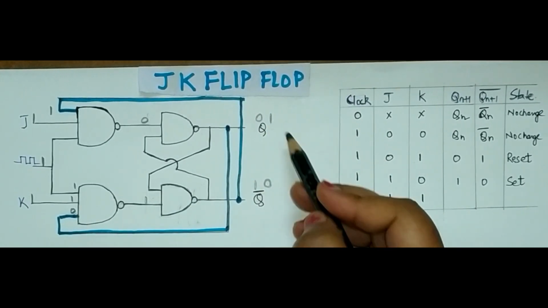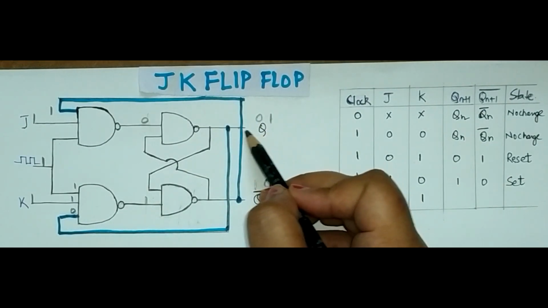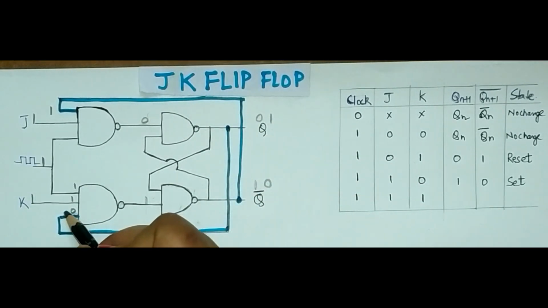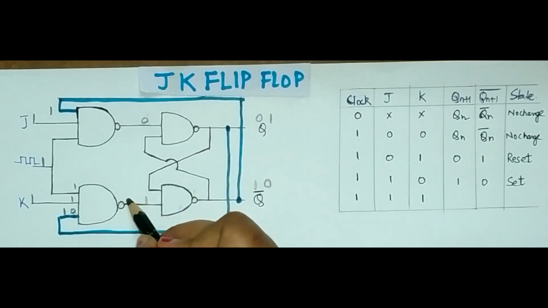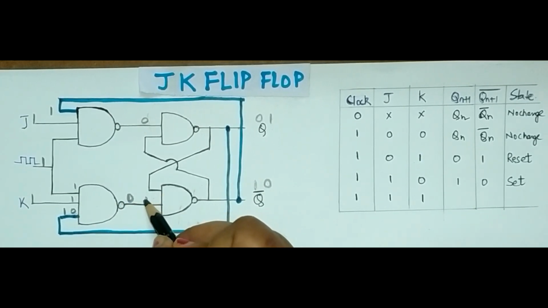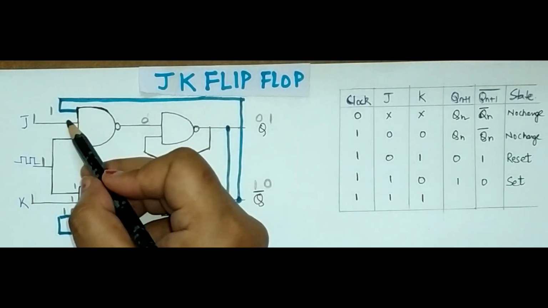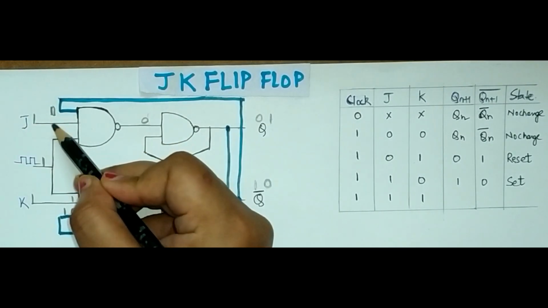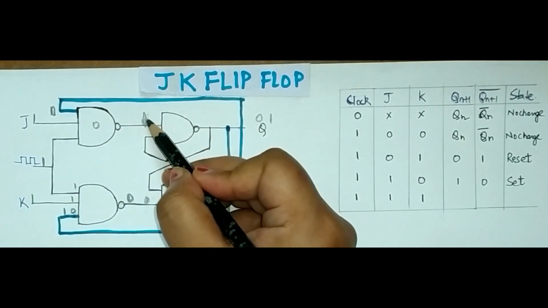Now again see this 1. When this 1 goes again to K, it will again be 1 into 1 into 1, which is 1, and its complement will be 0. So again my output will change to 0. Similarly, when this 0 goes here, 0 into 1 will be 0 and its complement will be 1. So my value has changed.